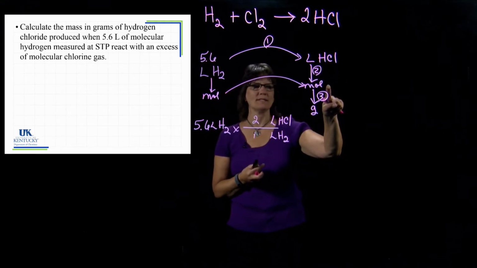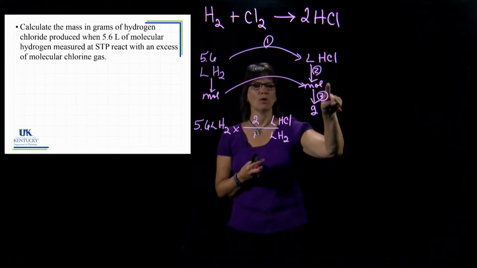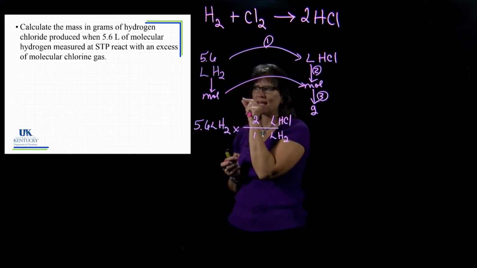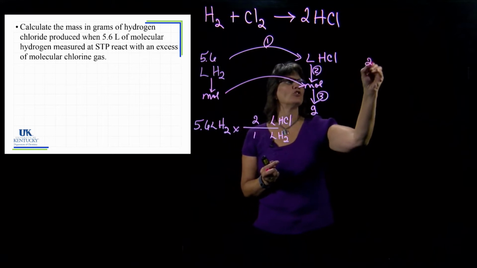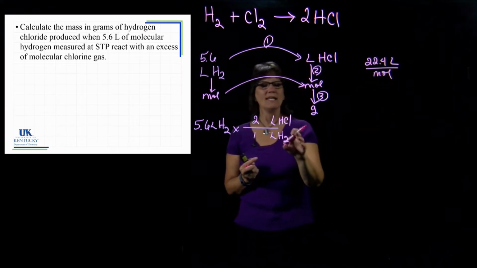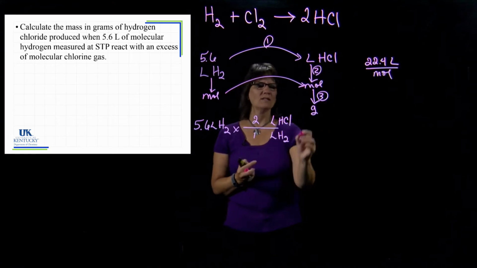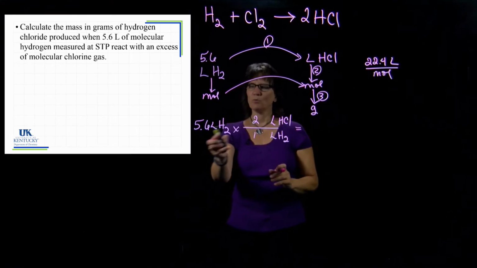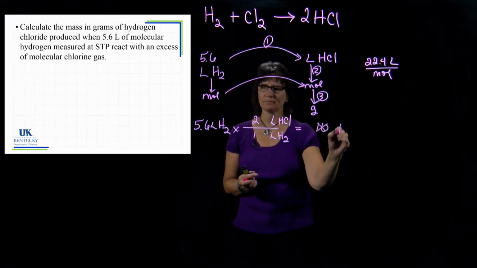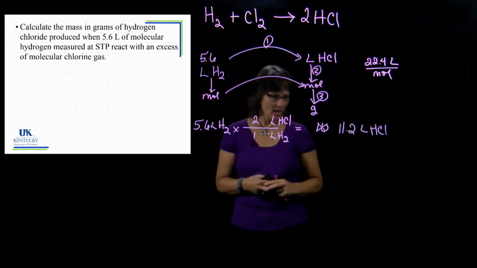Now I've got two choices here of how to get to moles. I can use PVT Boulevard and get to moles. Or I could, and I'm just going to do this as a side note, since it says it's at STP, I could use this 22.4 liters per mole as a conversion factor to get to moles. That would be a little quicker. But I told you, you don't have to have that memorized. So let us not do it that way, and let's multiply this out. That would be 11.2 liters of HCl. That's just 5.6 times 2.